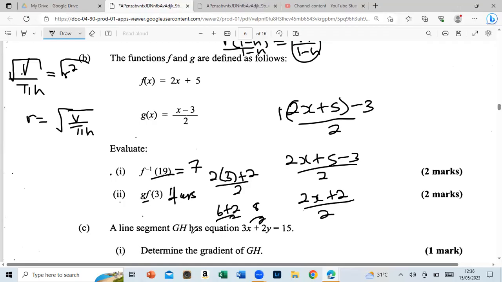Alright, a line segment GH has an equation 3x plus 2y equals 15. Determine the gradient. Now the gradient is the m in this formula: y equals mx plus c. So we're going to make y the subject. So guess what? We'll just need to rearrange.